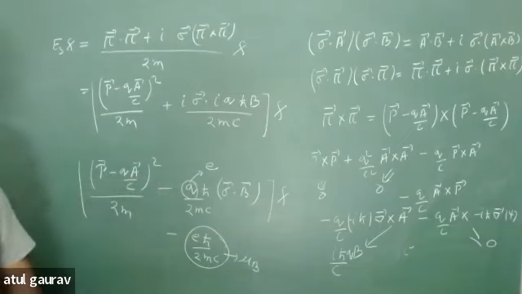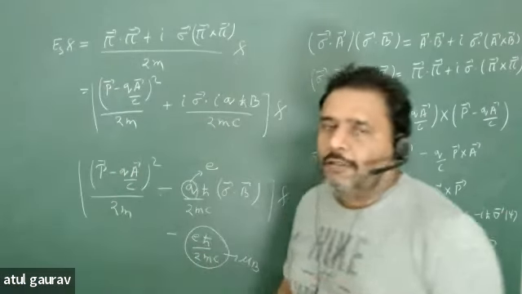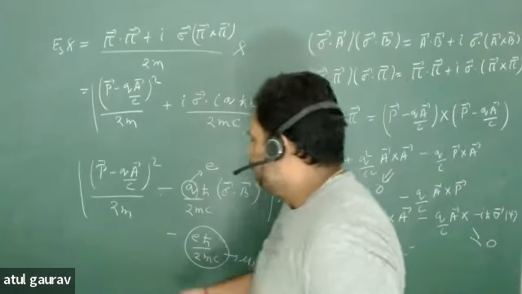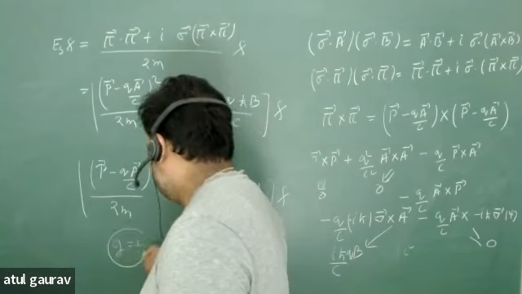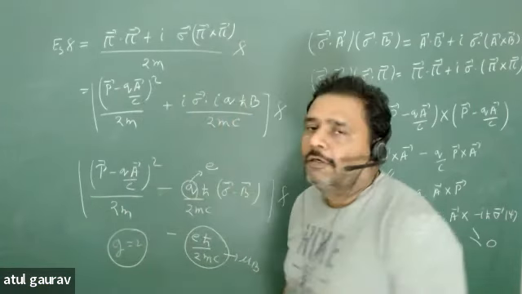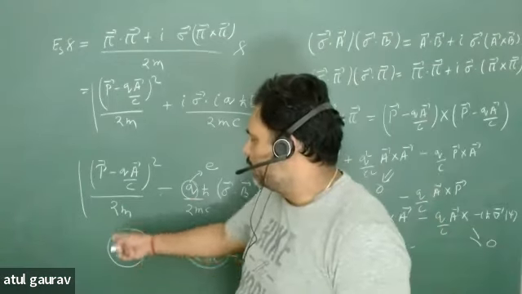The g factor is what? Lande g factor for the basic electron. So from here we can derive the value of g, and this g is equal to what? 2. Right? From here we are able to derive that g is equal to 2.